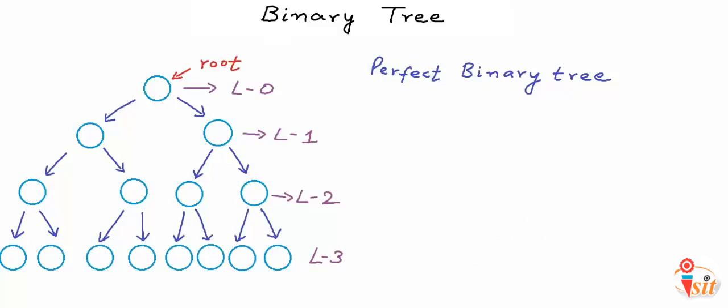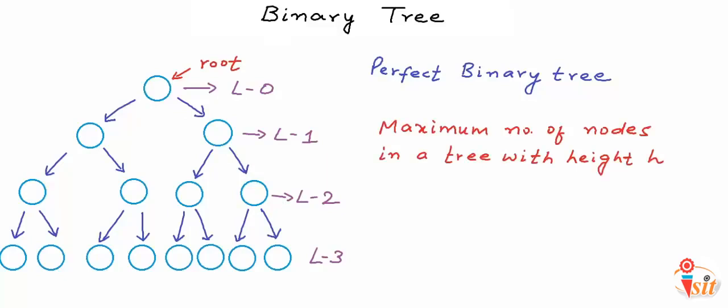If h is the height of a perfect binary tree, remember height of a binary tree is length of longest path between root to any of the leaf nodes, or I should say number of edges in longest path from root to any of the leaf nodes. Height of a binary tree will also be equal to max depth. Here for this binary tree, height or max depth is 3.